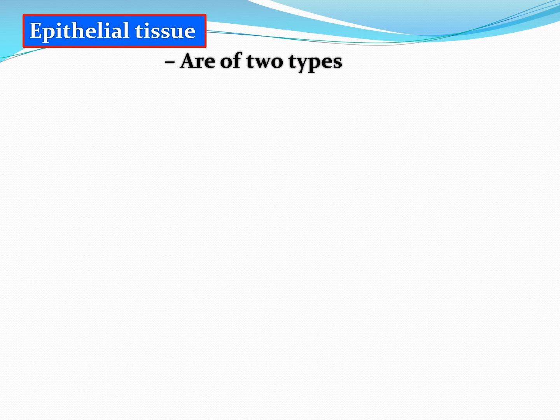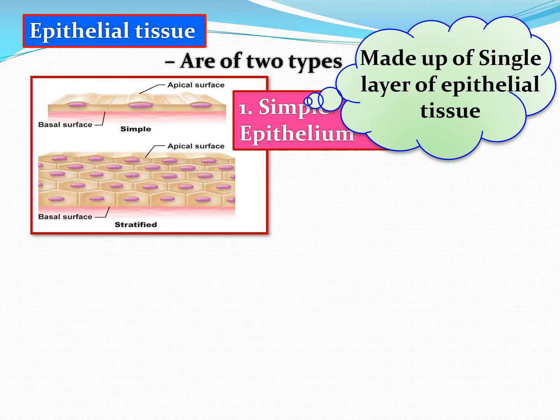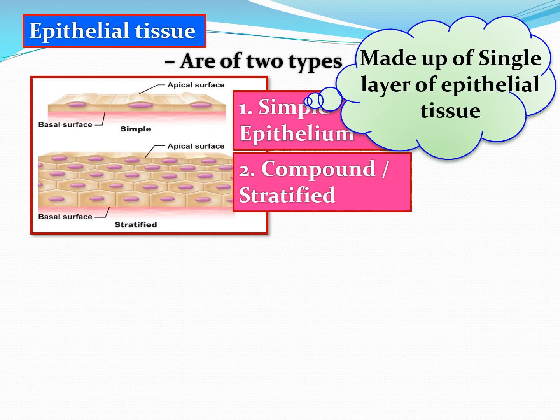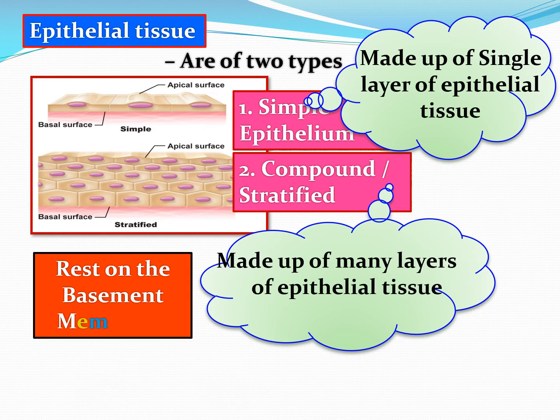So epithelial tissues are of 2 types. Simple epithelium is made up of a single layer of epithelial cells and the compound or stratified epithelium is made up of many layers of epithelial cells. Both rest on the basement membrane.